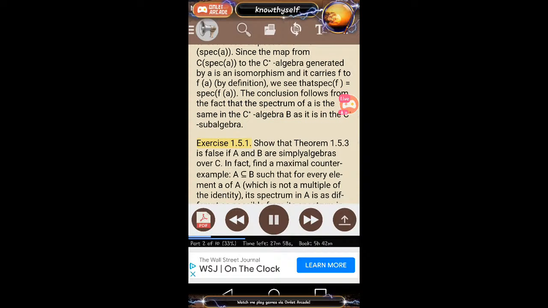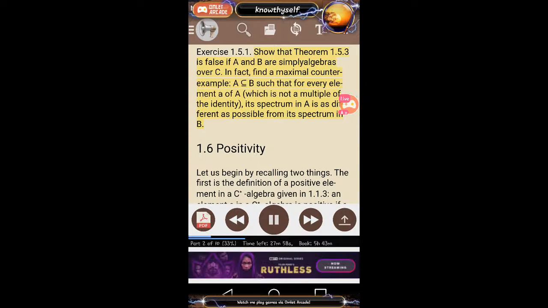Exercise 1.5.1. Show that Theorem 1.5.3 is false if A and B are simply algebras over C. In fact, find a maximal counterexample, a B such that for every element of A which is not a multiple of the identity, its spectrum in A is as different as possible from its spectrum in B.